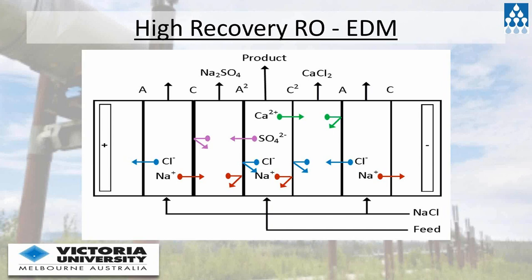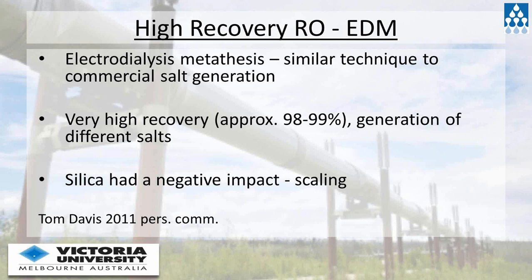In our process, however, that wasn't going to be suitable, because we've got these boilers, we can't allow the silica to pass through. The metathesis technique is similar to the technique used for commercial salt regeneration in Japan. I should point that out. The recovery that they're getting in Alamogordo, last I heard, was 98%, but Tom Davis was making a couple of changes to it, and he reckons he can get it to 99% without a problem and start producing saleable sodium chloride. But as I said, silica had a very significant negative impact in terms of scaling that system.